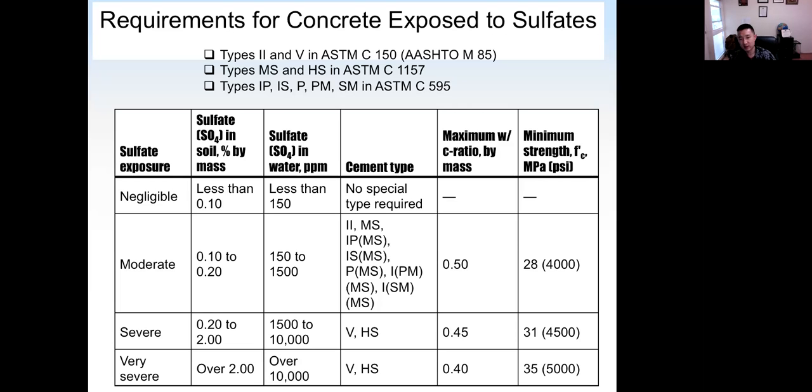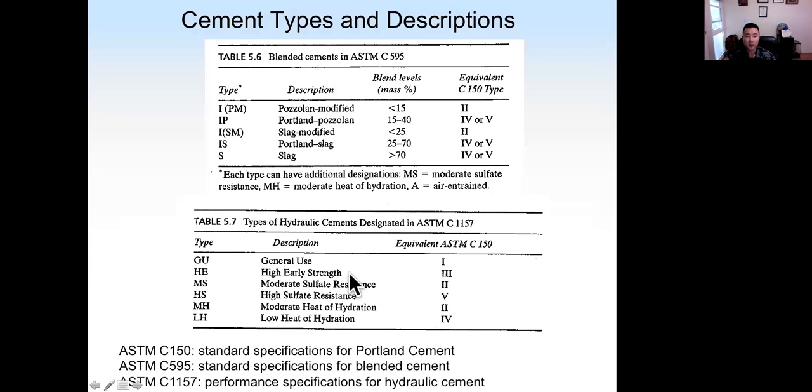So basically there are 3 different standards. You could choose different types of cement depending on which standard you use. And here is again the maximum water to cement ratio, depending on the exposure condition to sulfate, and also the minimum strength requirement.